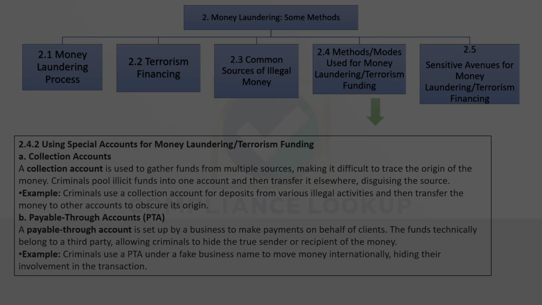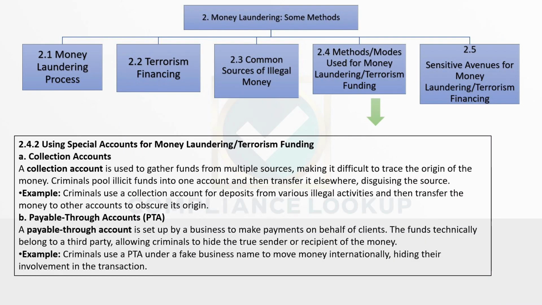Using special accounts for money laundering and terrorism funding. A. Collection accounts. A collection account is a type of account where funds from multiple sources are pooled together, making it difficult to trace the origin of the money.